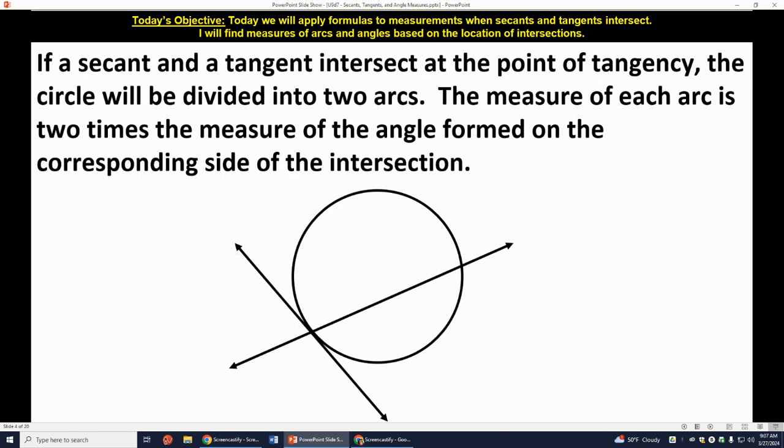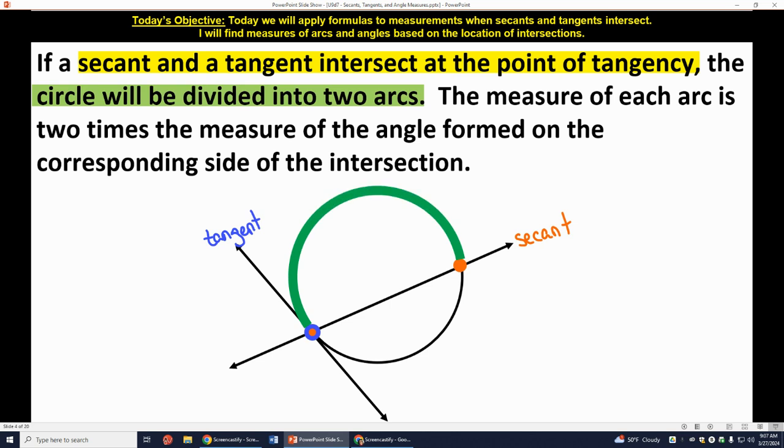If a secant and a tangent intersect at the point of tangency, the circle will be divided into 2 arcs. The measure of each arc is 2 times the measure of the angle formed on the corresponding side of the intersection. Let's break that down. A secant and a tangent intersect at the point of tangency. So if I have a secant that intersects the circle twice, and a tangent that intersects the circle once, and the point of tangency for the tangent is also an intersection point for the secant, then the circle would be divided into 2 arcs. We can see I have a major arc here that I've highlighted in green and a minor arc that I've highlighted in pink.